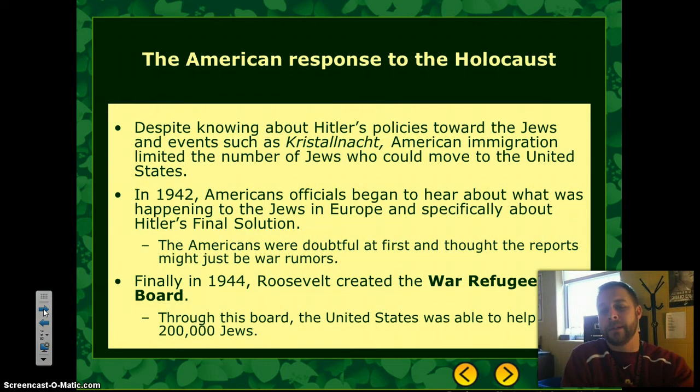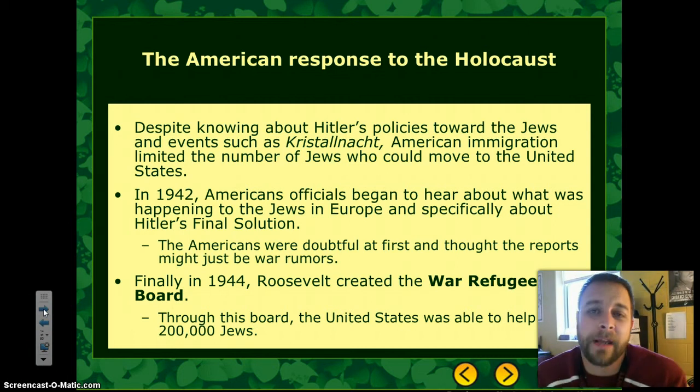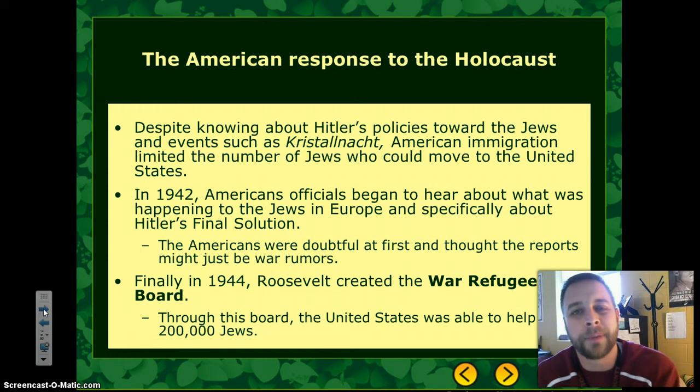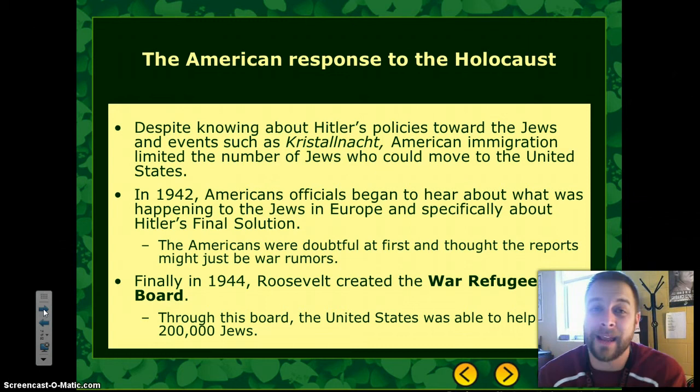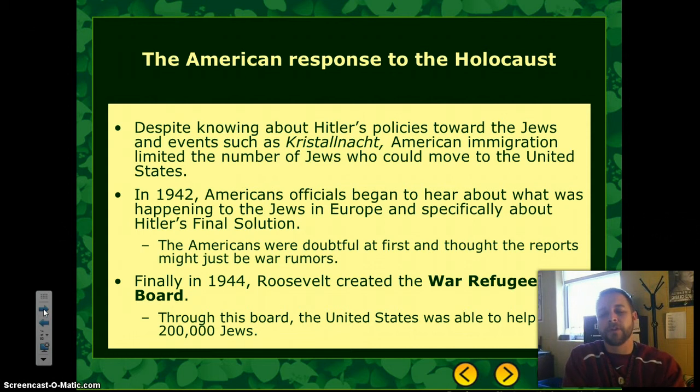Now, Americans knew that Hitler was harsh on Jews, and they even knew about the Kristallnacht, but still limited the number of Jews who could move to the United States. And this is because there's a lot of anti-Semitism in the U.S. at the time as well. But about 1942, American officials began to hear the first whispers about the final solution, about these death camps and these concentration camps. Most were doubtful at first and thought that they were just war rumors, but by 1944, it becomes obvious that this is true, and Roosevelt does create the War Refugee Board. And this allows the United States to help 200,000 Jews to escape, but by then it's really too late for most.